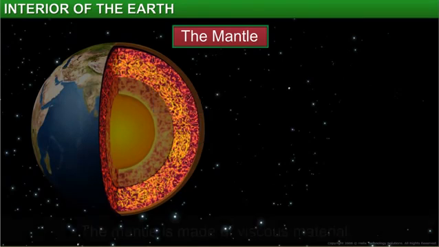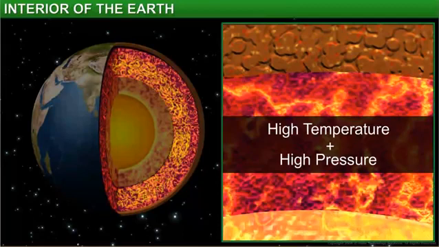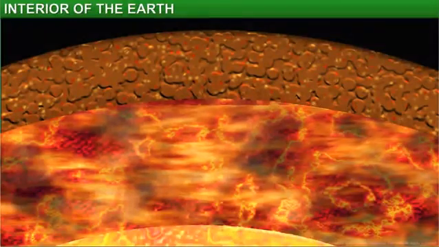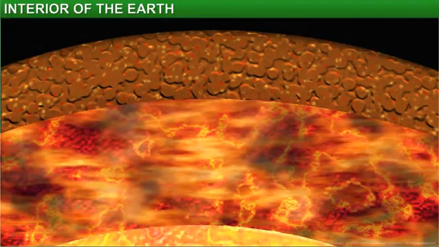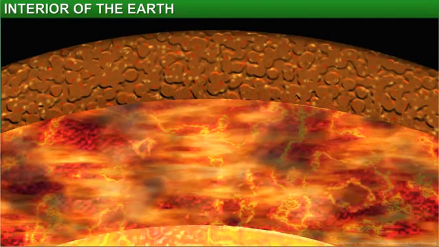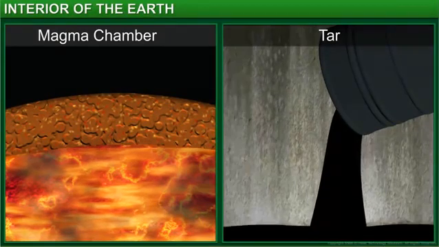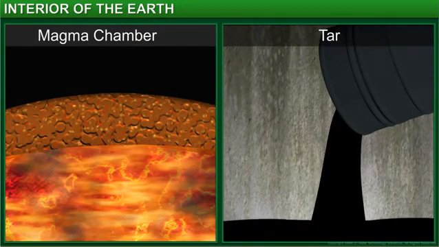It is made up of viscous material. The temperature and the pressure within the mantle are high, as it is located below the crust. That makes the material of the mantle very viscous, which means, although it is in liquid form, it does not flow freely. This material inside the mantle is more viscous than tar and is known as magma. It is semi-solid and can flow. Magma is contained within the magma chamber.